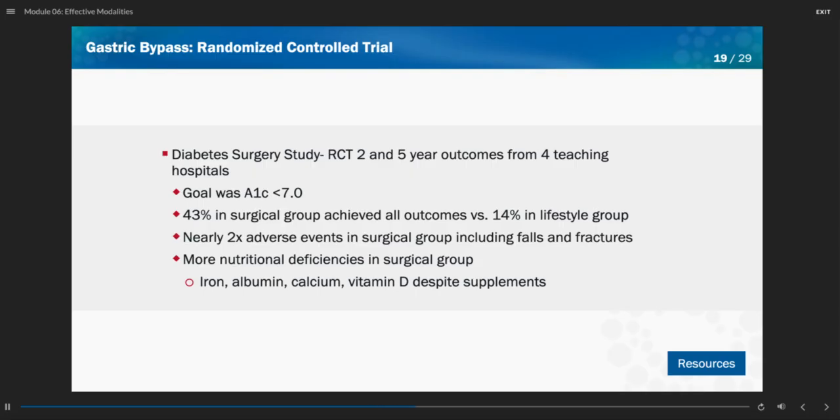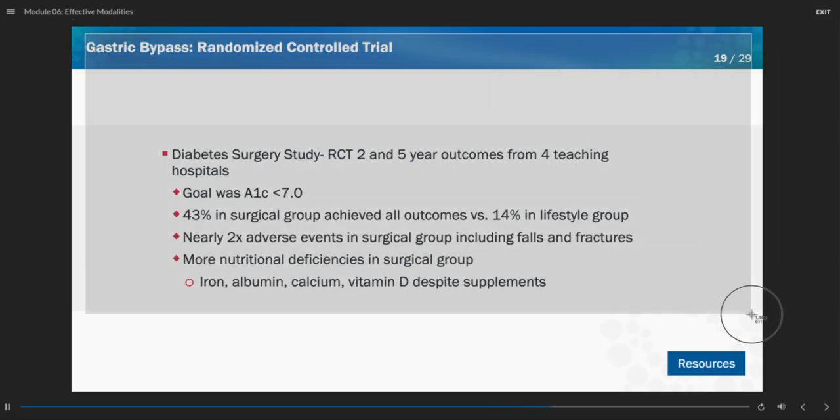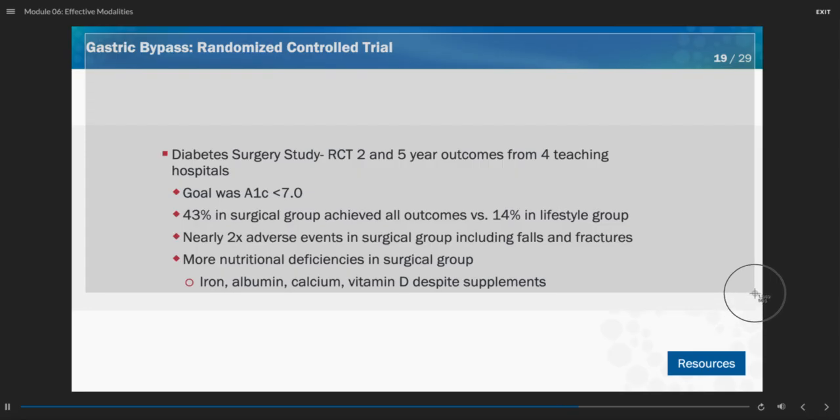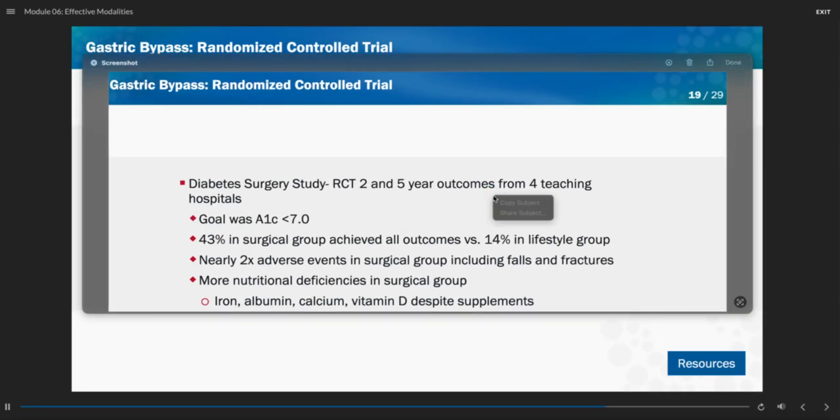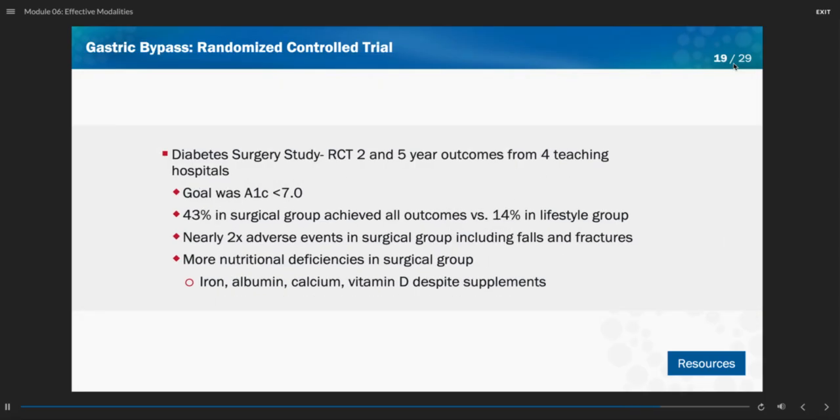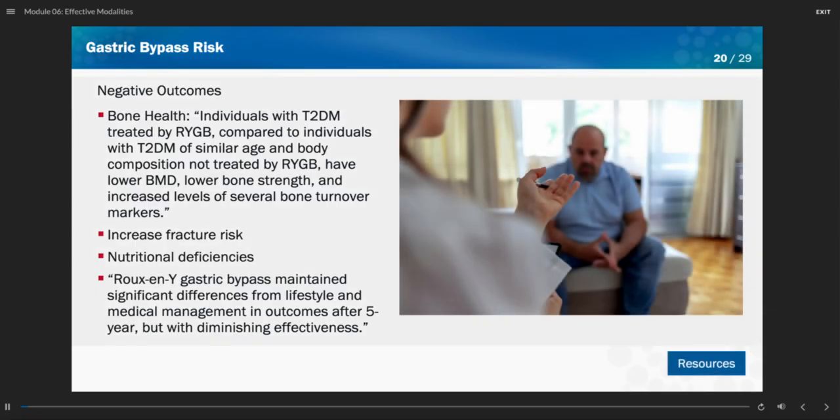They also found more nutritional deficiencies in the surgical group, including iron, albumin, calcium, and vitamin D, despite the use of supplements for these deficiencies. And so this highlights that even though the surgical outcomes in these 2 studies, both the CROSSROADS and the Diabetes Surgery Study, showed superior outcomes to a lifestyle intervention group, there were negatives to that, including nutritional deficiencies and adverse events. So the surgical group is not without significant risk.